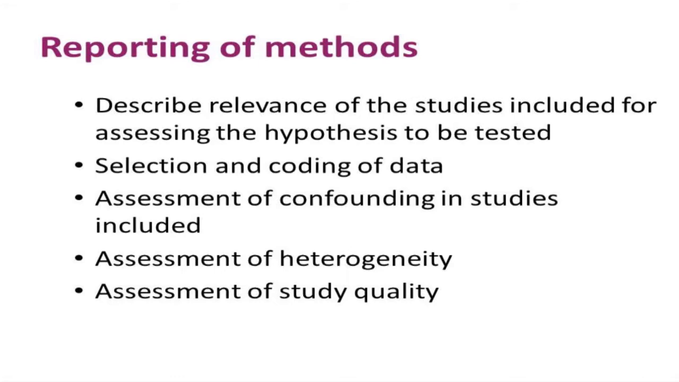You should also, when you're reporting your methods, describe the relevance of the studies that you include for assessing the hypothesis to be tested, and that's perhaps obvious. You should describe how you select what data you select from the studies, and how you code it if you recode it. And we'll talk a lot about how you're going to assess confounding in the studies included. You should make an assessment of heterogeneity. I'll talk a little bit about that later.